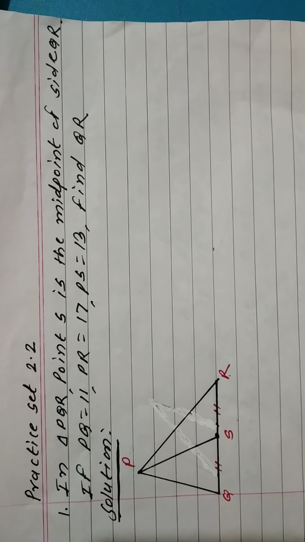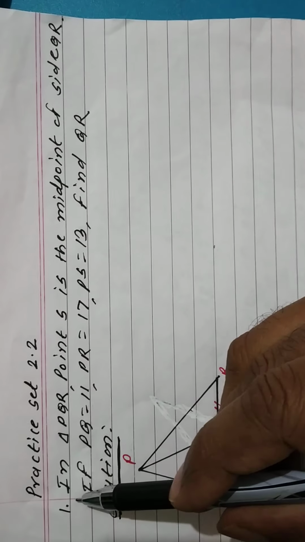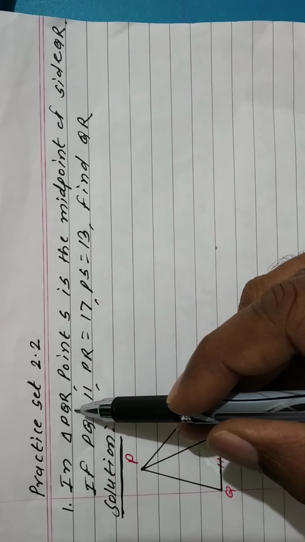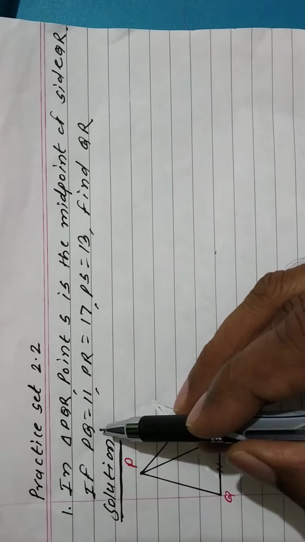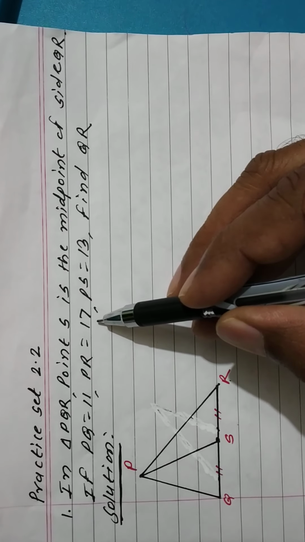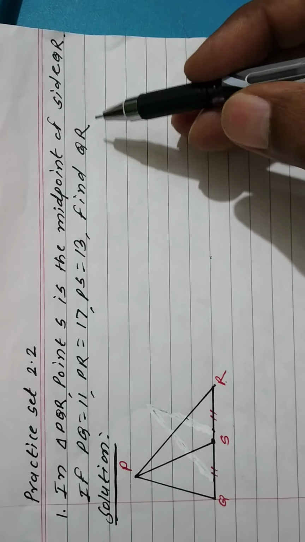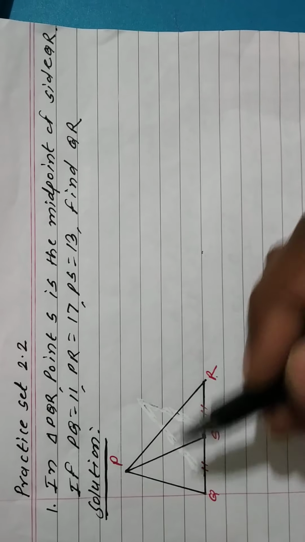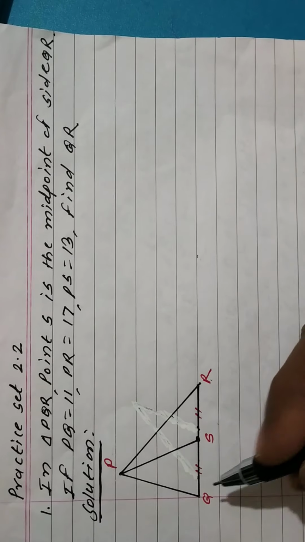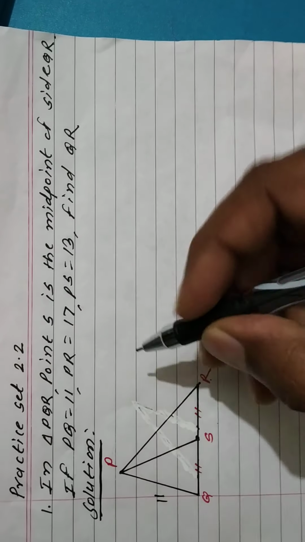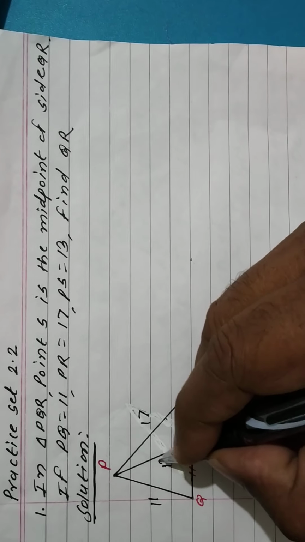The example depends on Apollonius theorem. Practice set 2.2. Question first: In triangle PQR, point S is the midpoint of side QR. If PQ is 11, PR is equal to 17, PS is equal to 13, find QR. I draw the triangle PQR in which S is the midpoint of side QR. PQ 11, PR 17, PS 13.